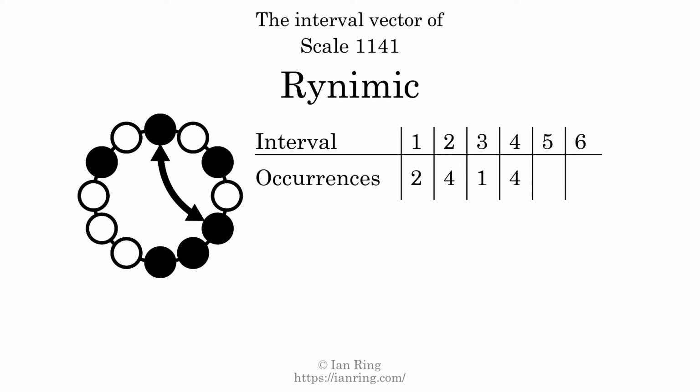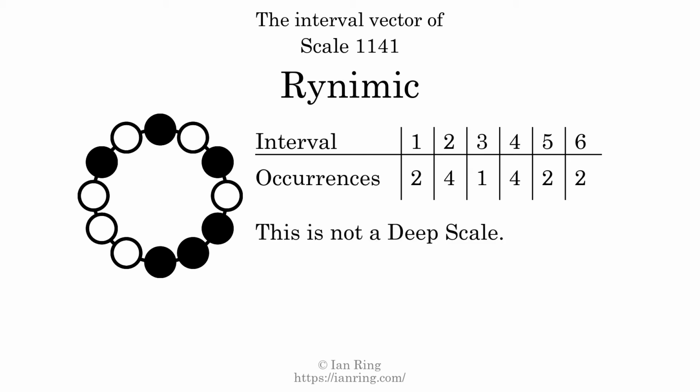They are here, here, here, and here. There are 2 intervals with a size of 5 semitones. They are here and here. There are 2 intervals with a size of 6 semitones. They are here and here. Each interval does not appear in this scale a unique number of times, so this is not a deep scale.